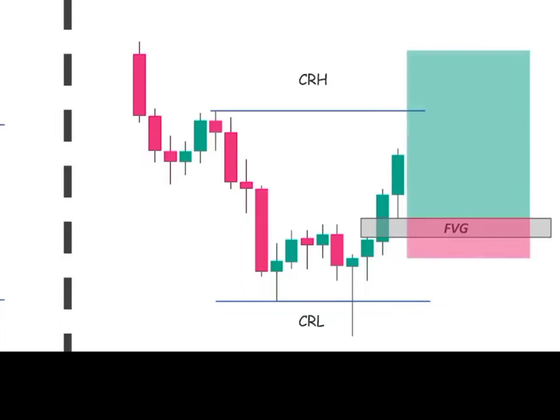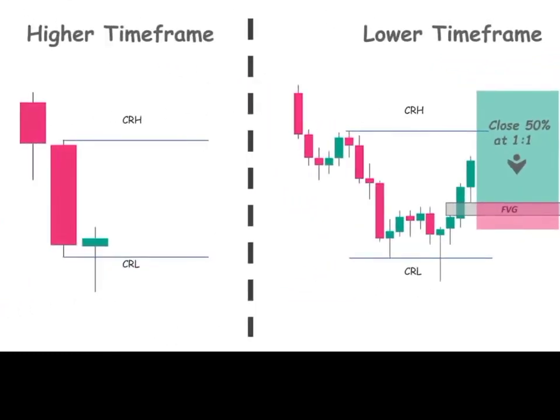For targets, we can make the trade risk-free by closing half of our position when the price reaches a 1-to-1 risk-to-reward level. That way, even if the price reverses later and hits our stop loss, we don't lose any money. For the rest of the trade, we let the profit run until the price reaches a strong level ahead. Since this is a trend continuation setup, this combination gives us a powerful and smart way to trade CRT, but this time with the direction of the market.